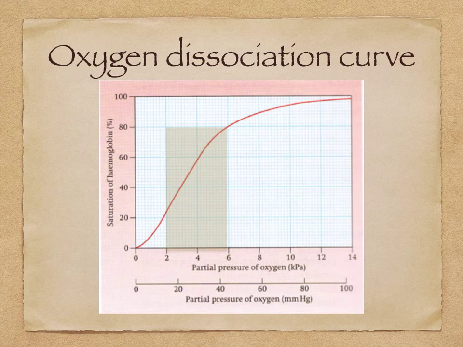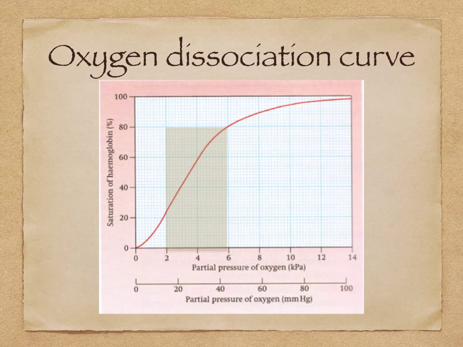This steep part of the curve is important. It shows that a small decrease in the oxygen partial pressure of the surroundings brings about a large drop in the oxygen saturation of hemoglobin, meaning oxygen is unloaded if you decrease the partial pressure. Also, a small increase in the oxygen partial pressure will cause a large increase in oxygen saturation. So that's the loading of oxygen.